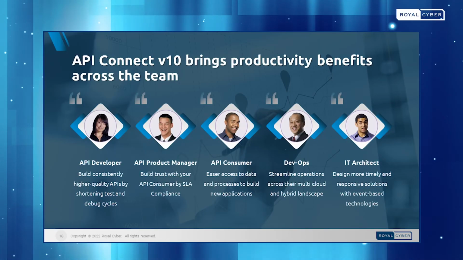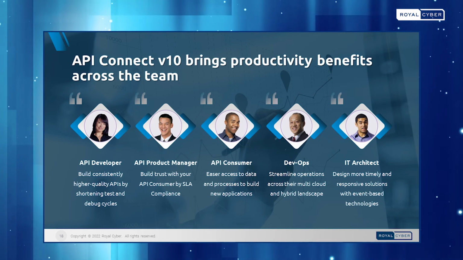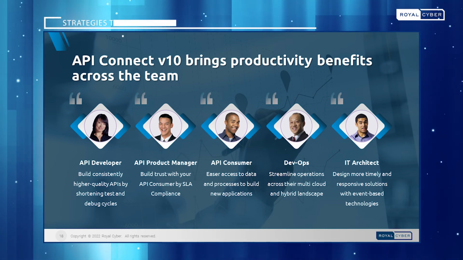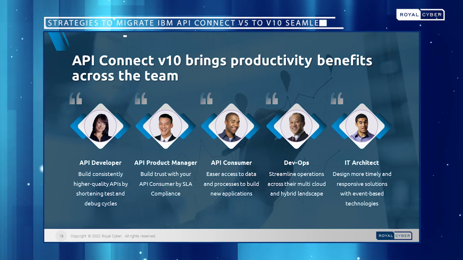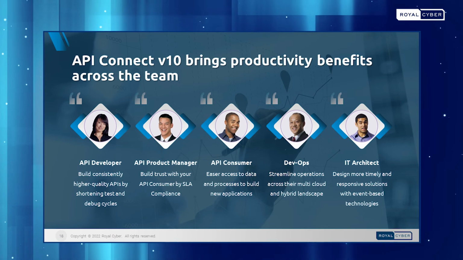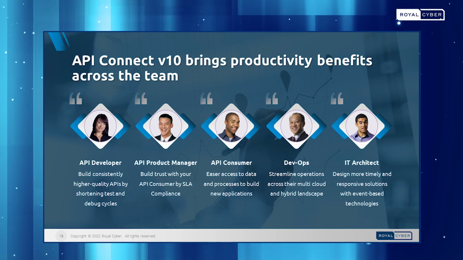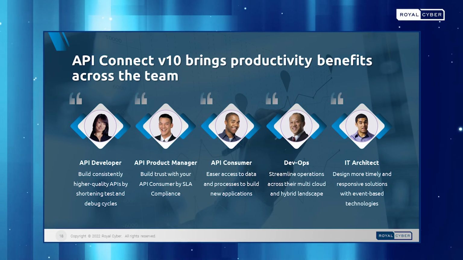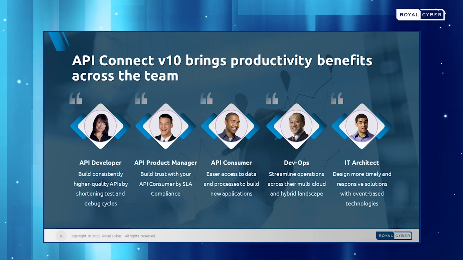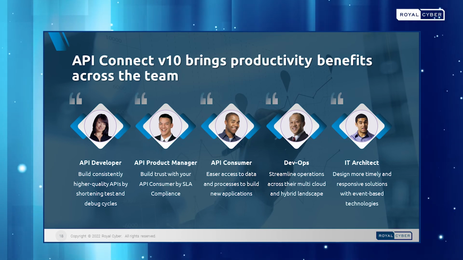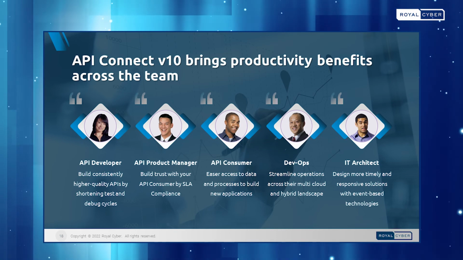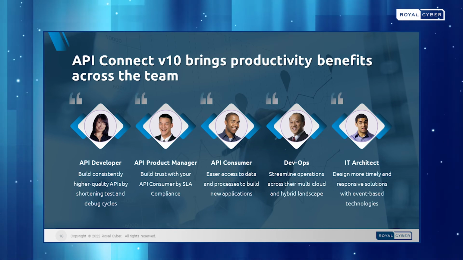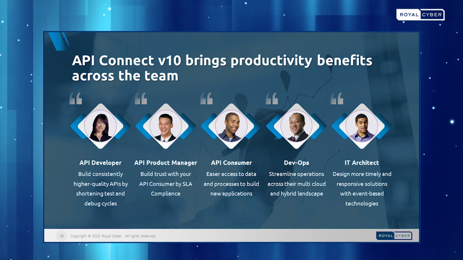So API Connect brings productivity benefits across teams. A team would have an API developer, product manager, API consumer, DevOps, and IT architecture. All these roles benefit greatly with V10. I'll just mention a few. For example, developers can increase productivity by consistently building high-quality APIs, like the features I mentioned earlier.